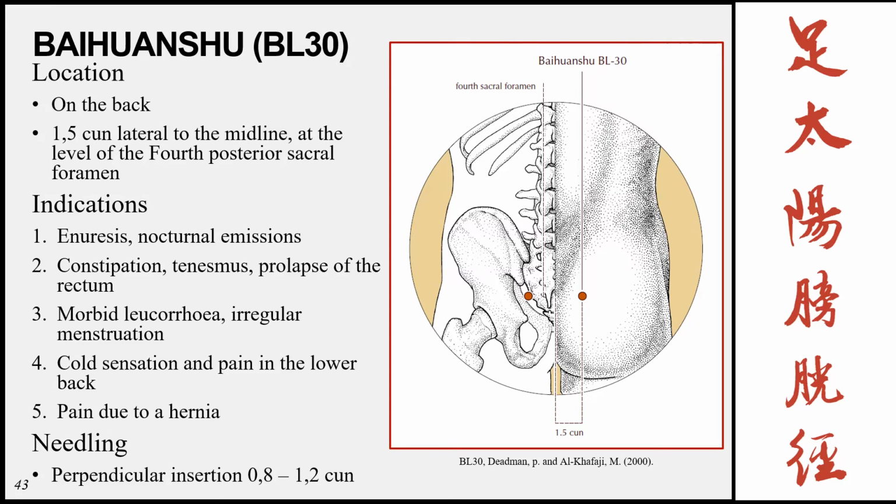And the indications for this point, so if you think where it's located, it can help you with a lot of the indications. So firstly, it can be used for enuresis and nocturnal emissions. It can also be used for local disorders such as constipation, tenesmus, and prolapse of the rectum. And then also for female problems such as morbid leukorrhea, irregular menstruation. And then it can also be used for cold sensation and pain in the lower back, or pain due to hernias. And the insertion and depth is the same as the previous points, 0.8 to 1.2 tsun.